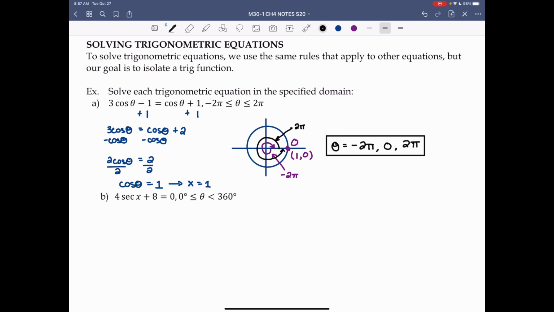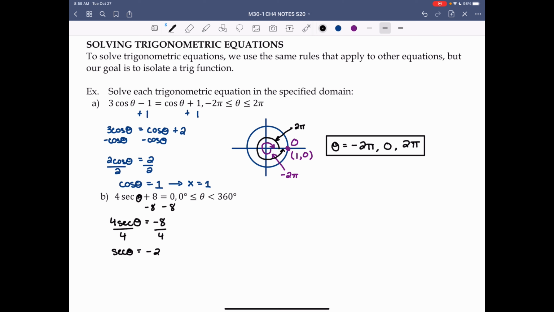For 4 secant x plus 8 equals 0, for a domain of 0 degrees is less than or equal to theta is less than 360 degrees. Saying secant x is the same as secant theta, I'm going to change it to theta. Doesn't matter what we call it. It's like any variable. You can call it anything. So I'm going to change that to secant theta. Same idea. It's a linear equation, so I want to isolate my trig function. I'm going to subtract 8 from both sides. I get 4 secant theta equals negative 8. Then divide by 4. Secant theta equals negative 2.